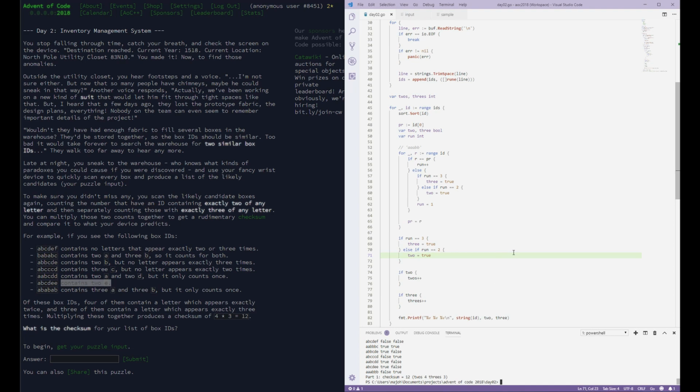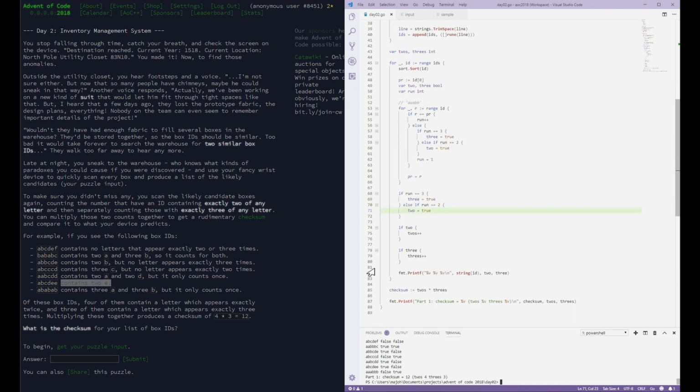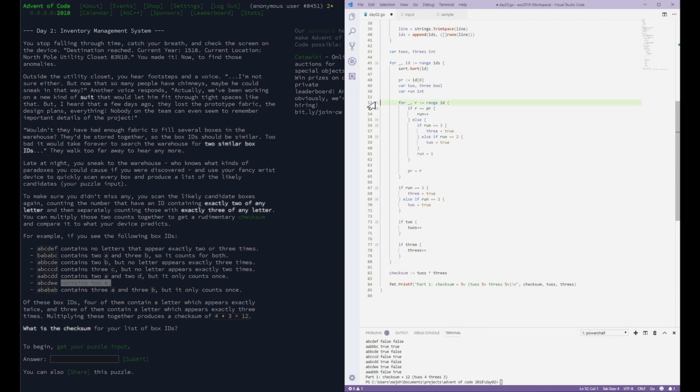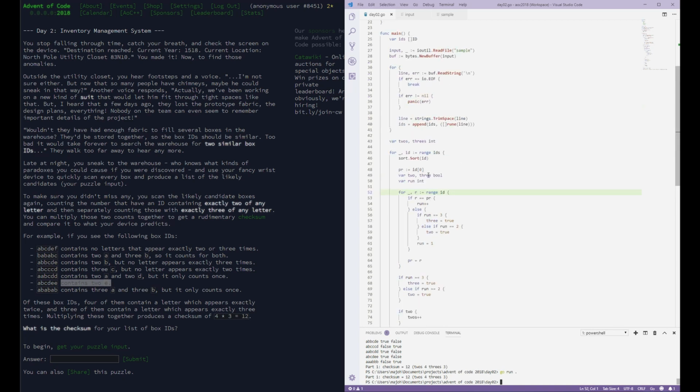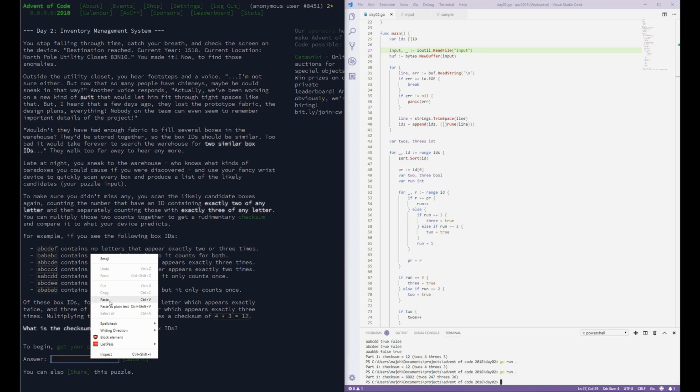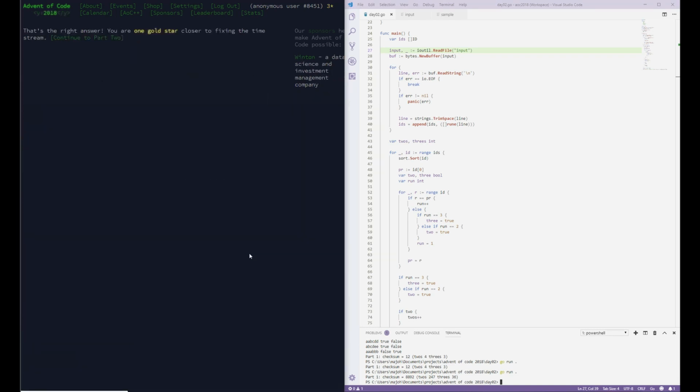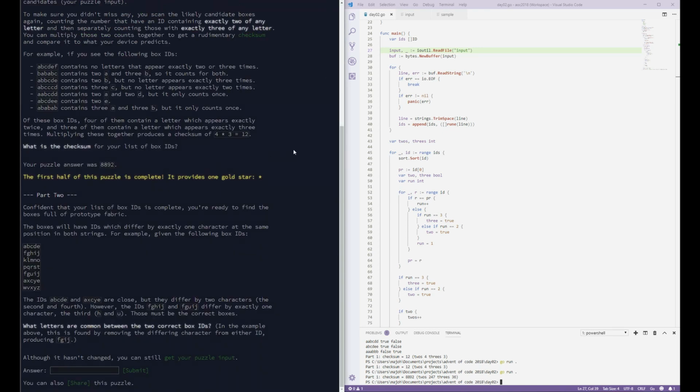Boom, that's better. Okay, let's remove the bug statement. Let's remove that. Let's just check that it's doing that. And let's swap to the actual input. Let's run it. 8892. Let's try that. That is indeed the correct answer. I am very slow.